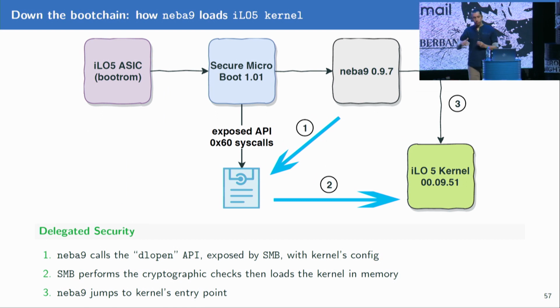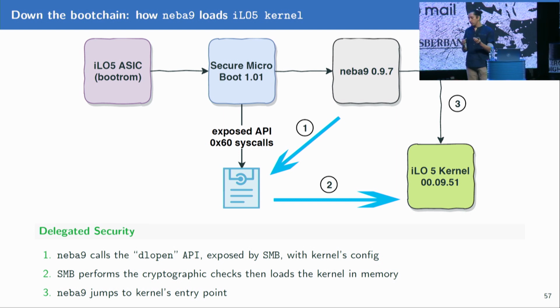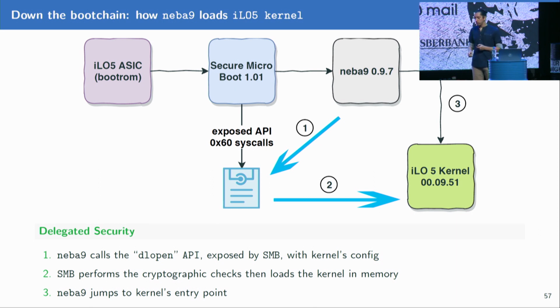So now we progress into the boot chain. Bootrom has loaded Secure Microboot. Secure Microboot has loaded neba 9, and then neba 9 will try to load the kernel. Actually, to do that, it will reuse the primitives exposed by the Secure Microboot API. It will call a function which is something like a DL open, and Secure Microboot will verify the signature of the kernel, load it into memory, and if everything is good, neba 9 will jump onto the kernel.